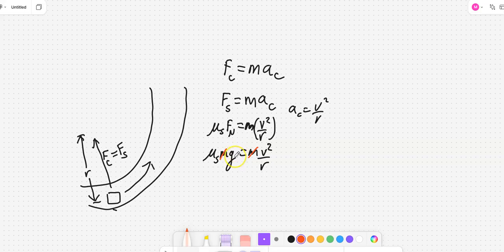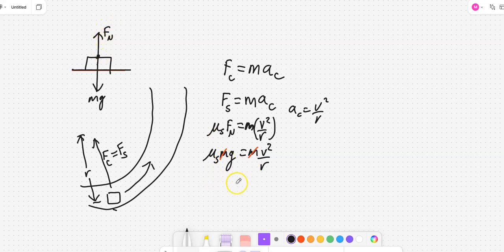And the reason the normal force is just going to be mg is because the car is on flat ground, and the weight will be straight down. And so the normal force will go straight up.